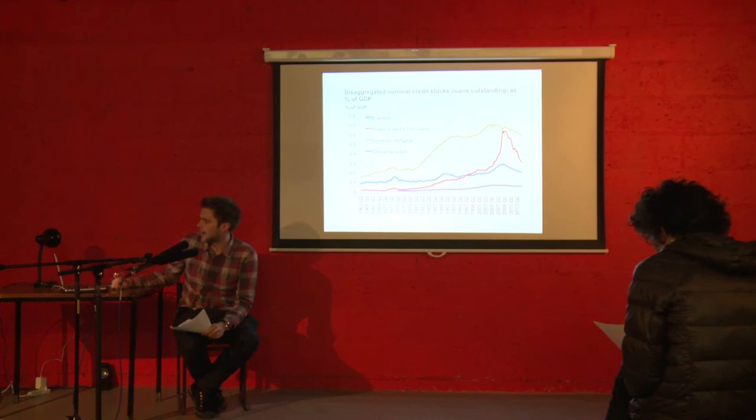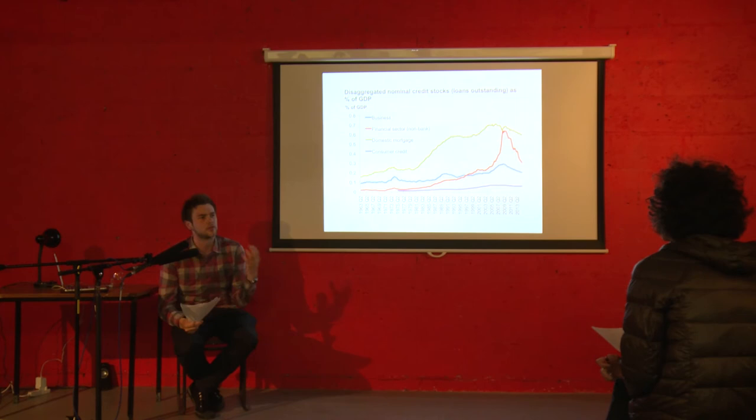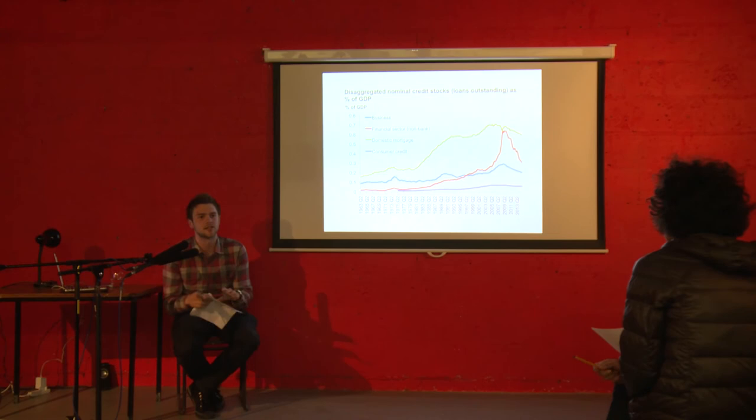And lastly, this is a bit of an ugly chart, but it's to do with what I was talking about: financial deregulation. Prior to the 1970s, as I said, there were strict controls on the financial sector, particularly on mortgage lending.